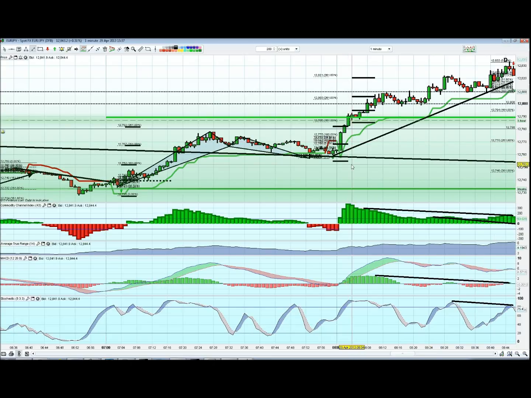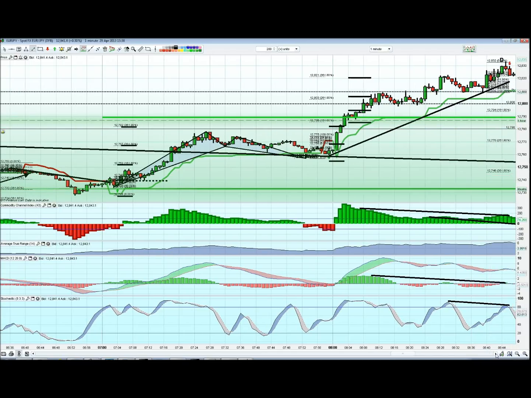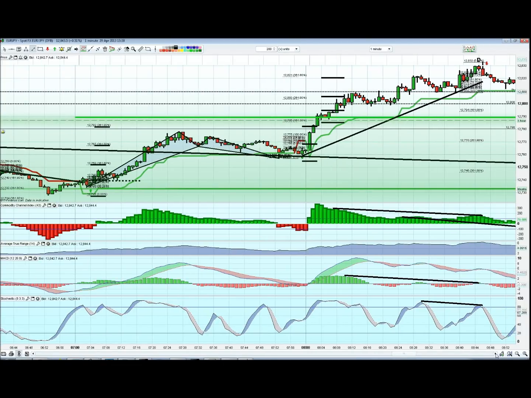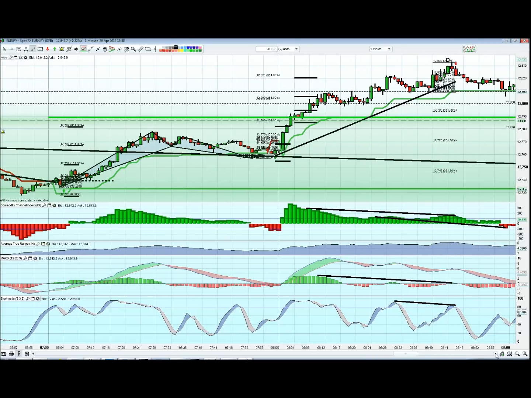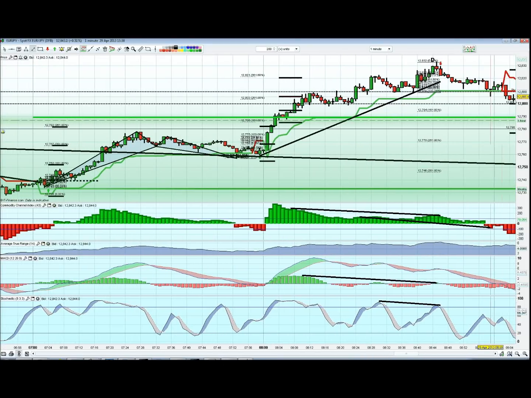So 770 entry, 755 stop, and come out of that at 820. So a 50 pip trade on that one. Okay, so now we're just looking for a short. Waiting for our setup.